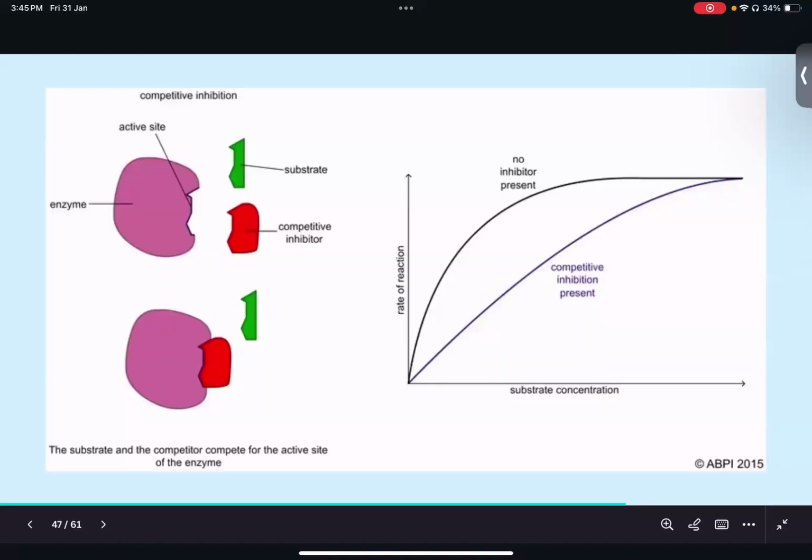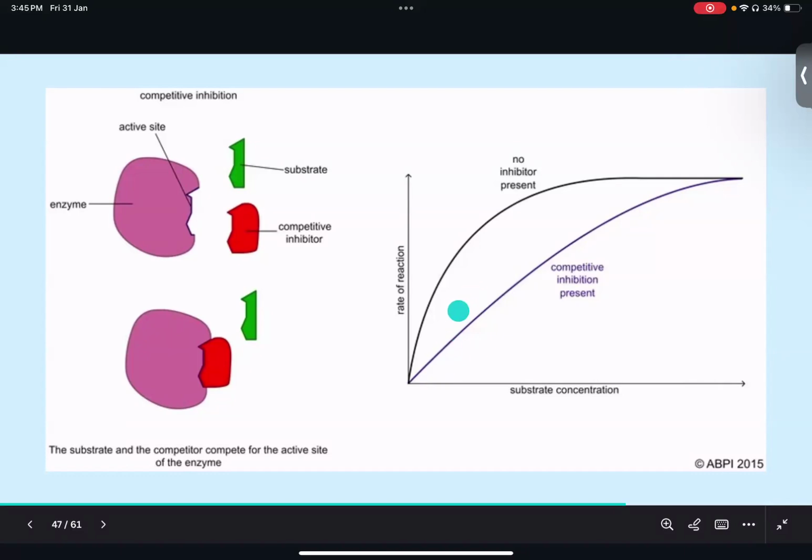So the competitive inhibitors, as from its name, are competitive. It competes with the substrate on the active site, and thus when it competes with the substrate on the active site, what will it do? It will decrease the affinity of the enzyme to the substrate, okay.